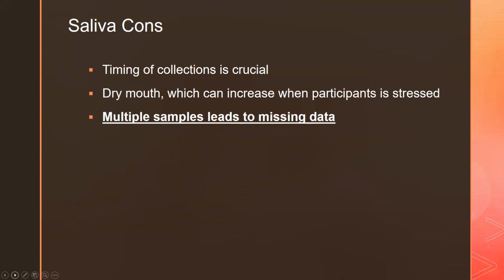Multiple samples can lead to missing data. So, on one hand, it's very nice whenever you can have someone go back home and do the experiment and take the samples at a certain time point. But if they miss one, or if the timing's too off, it can definitely lead to missing data more often than I would like to see.